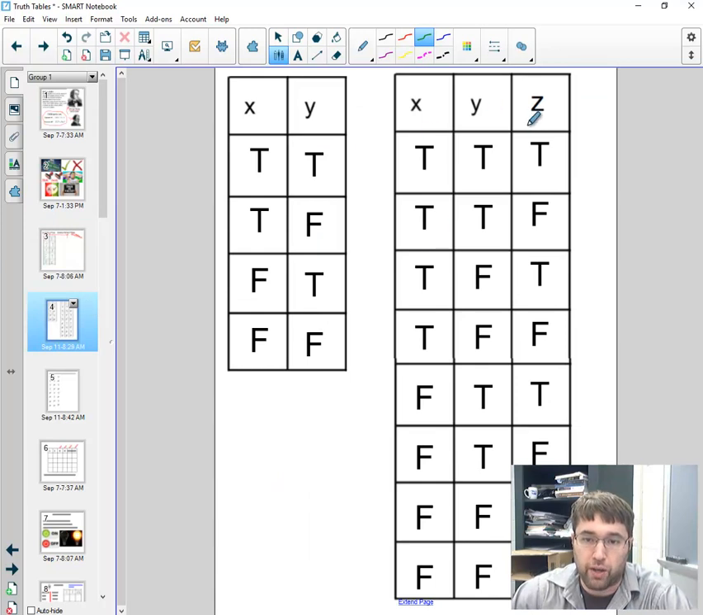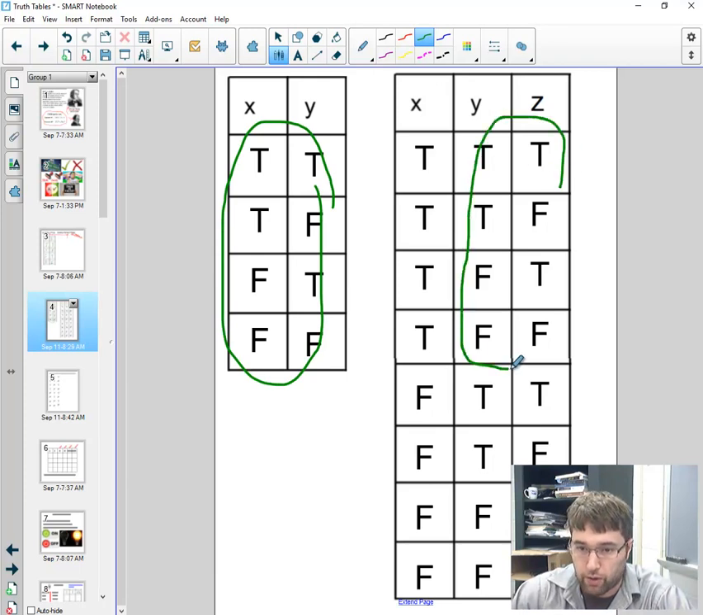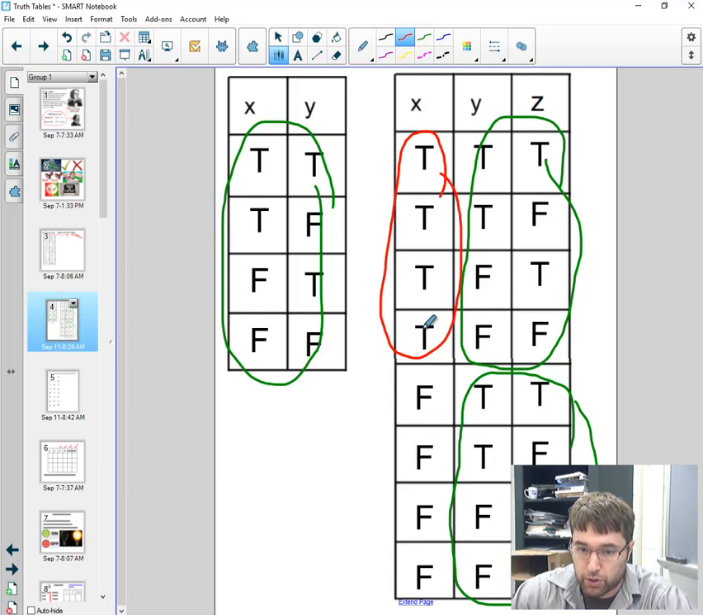If we want to do three variables, notice that this pattern right here is this pattern right here, which is also this pattern right here. And all we're adding on is one option to be true and one option to be false. So it's really easy to make.